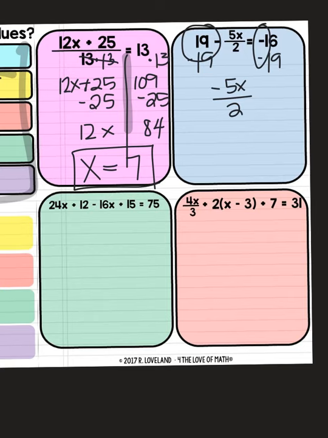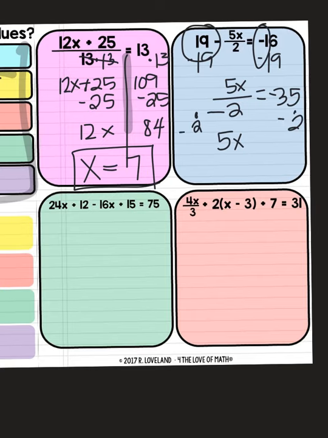This negative could also be put on the bottom. It doesn't matter, it keeps our fraction the same. So I'm going to put it on the bottom so then I can get rid of it right away. Negative 16 minus another 19 is negative 35. Now, if I take this, I have 5x divided by 2. The thing that's the furthest away from the x is the divided by 2. So if I multiply by 2, I get 5x.